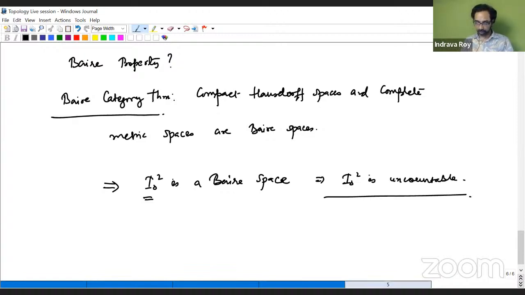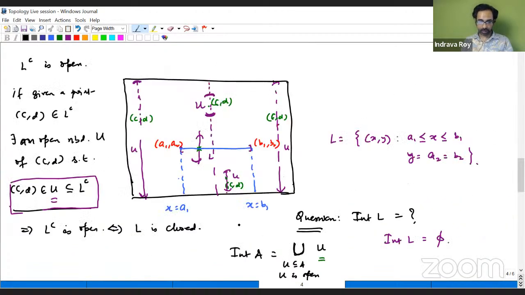Okay, now coming back to the example that we had of the set L, whether the set L is compact. I'm sorry, there is some construction going on. Sorry about the noise.